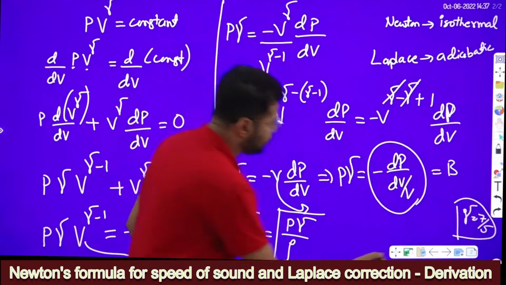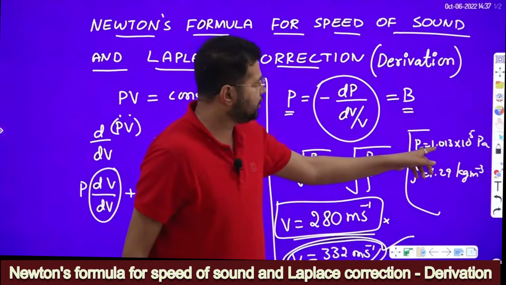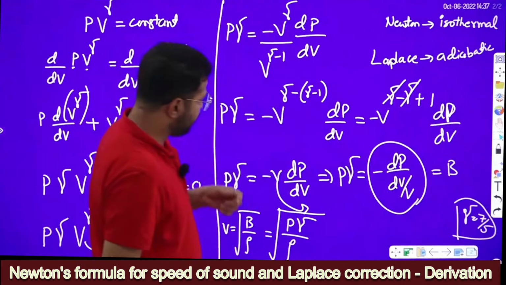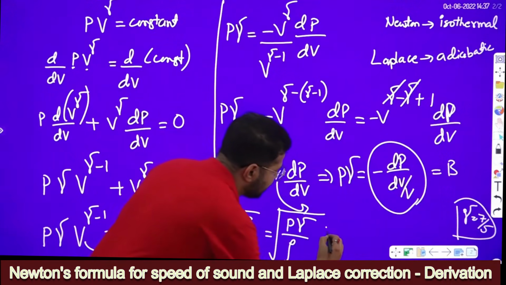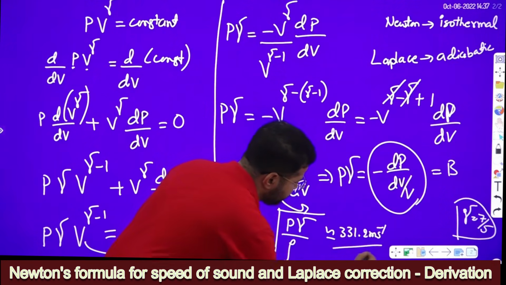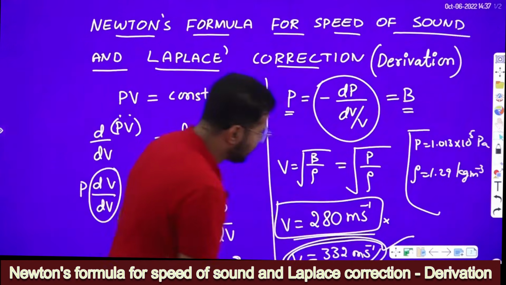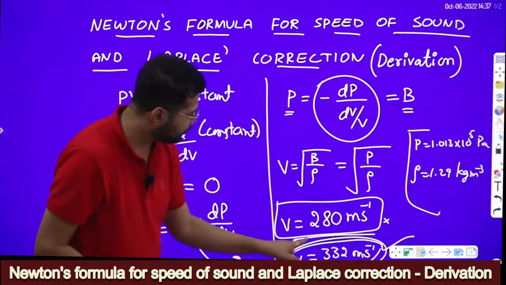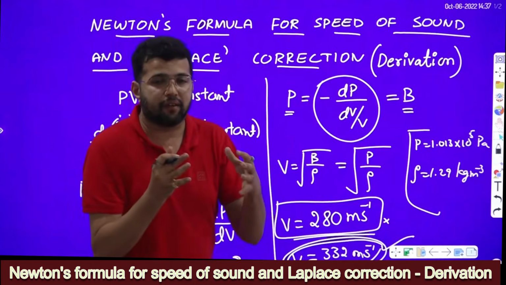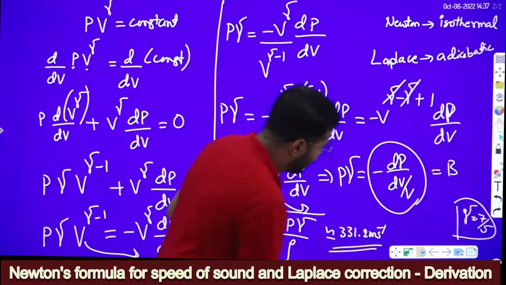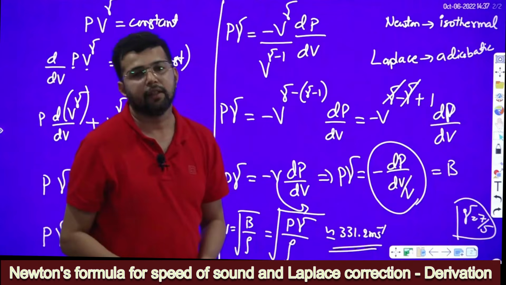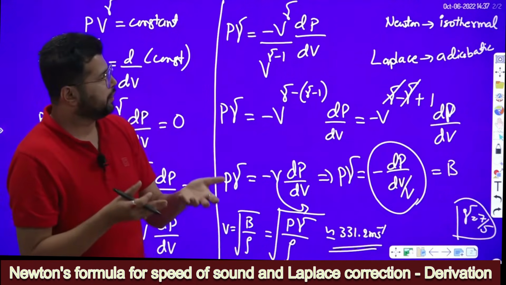So, the value of pressure we know. Here we have already written pressure is 1.013 times 10 to the power 5, and density of air is 1.29 kg per meter cube. So, if you substitute all those values here, you will get the answer approximately 331.2 meter per second. This is in close agreement with the correct value of speed of sound. The experimental value of speed of sound is 332 meter per second. So, after Laplace correction, we got the answer almost equal to 332, that is 331.2 meter per second. So, this is Newton's formula for speed of sound and Laplace correction.